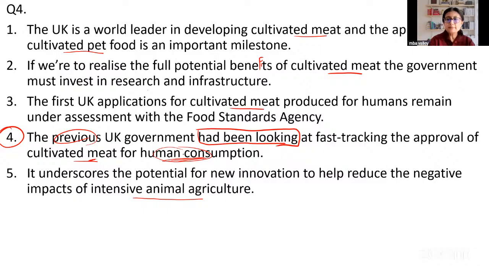Okay, let's look at the answer. Yes, so sentence 4 is the odd one out. क्वेश्चन देखने में थोड़ा कॉम्प्लिकेटेड है क्योंकि कल्टिवेटेड मीट ऑलमोस्ट सब जगह यूज किया गया है. A lot of students came back and told me that they have marked option number 4 as their answer, but when 5 says it underscores the potential for new innovation, please understand that what is it?